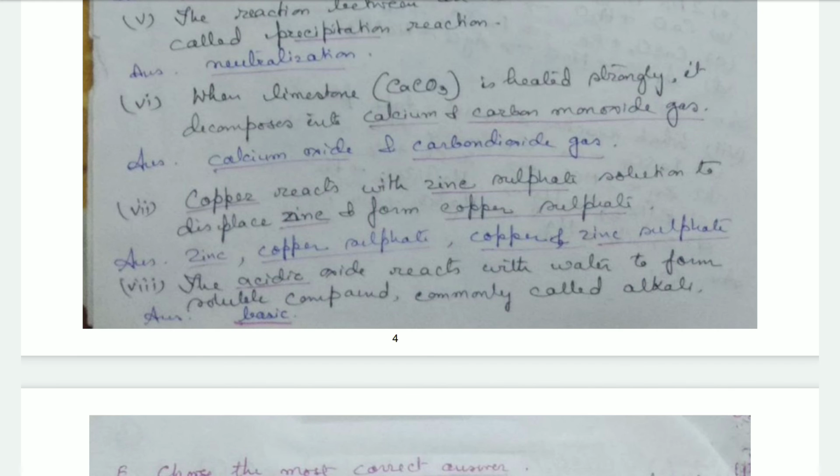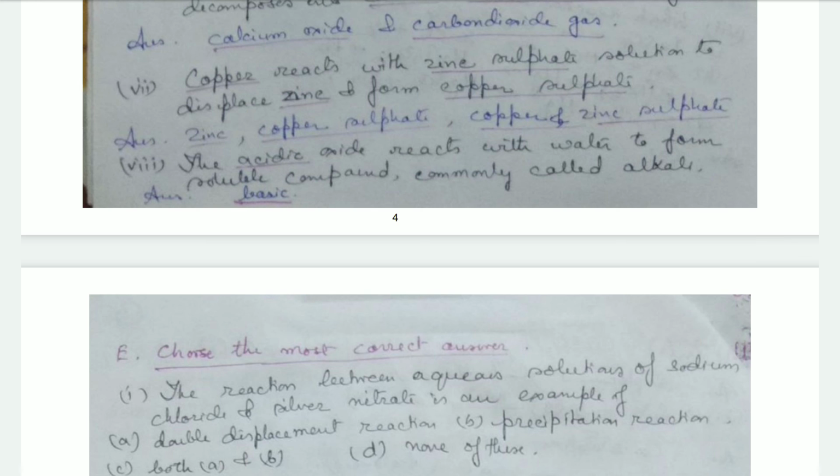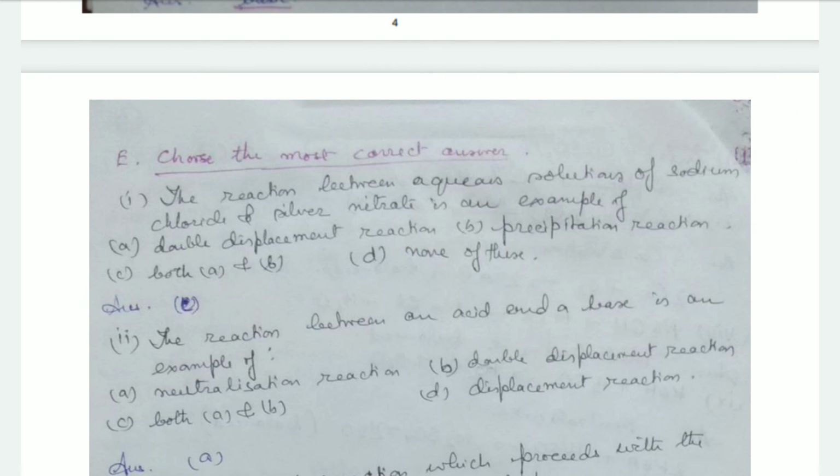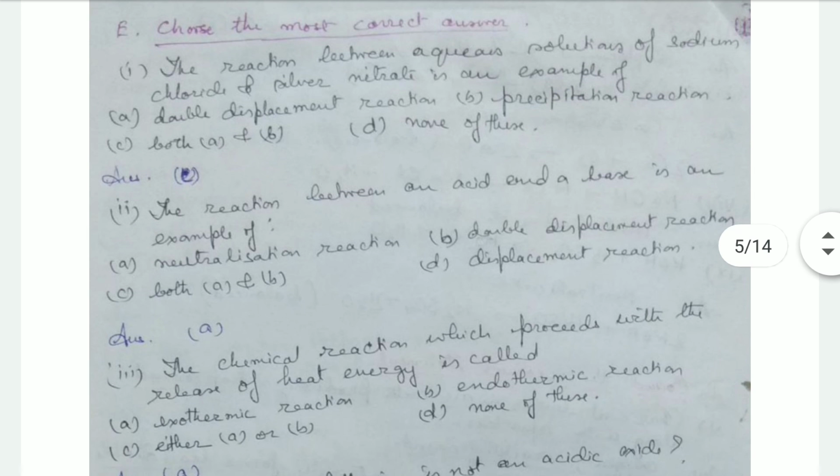An acidic oxide reacts with water to form a soluble compound commonly known as alkali. No, it's a basic oxide which reacts with water to form a soluble compound called alkali. Now choose the most correct answer. The reaction between aqueous solutions of sodium chloride and silver nitrate is an example of double displacement as well as precipitation reaction. Then the reaction between an acid and a base is an example of neutralization reaction. The first one is an example of double displacement and precipitation, because precipitation is also a double displacement reaction. That's why the two options are taken.